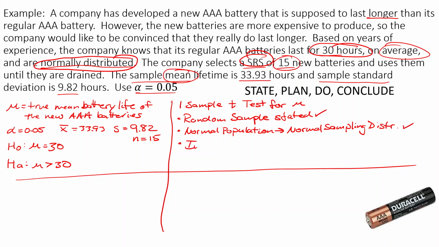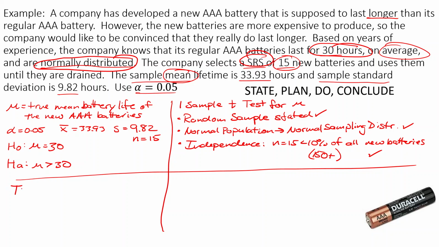And the last one, we check our independence condition. So that means our standard deviation formula will work. N equals 15. Surely that is less than 10% of all new batteries. All right, because that is what we're measuring here. We're measuring the new batteries. So as long as there's 150 or more of them in existence, we're good.